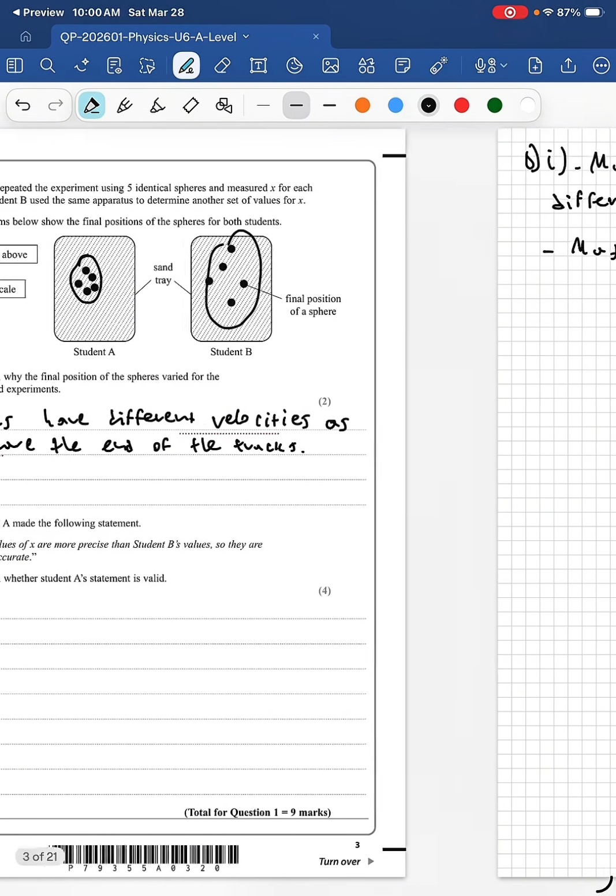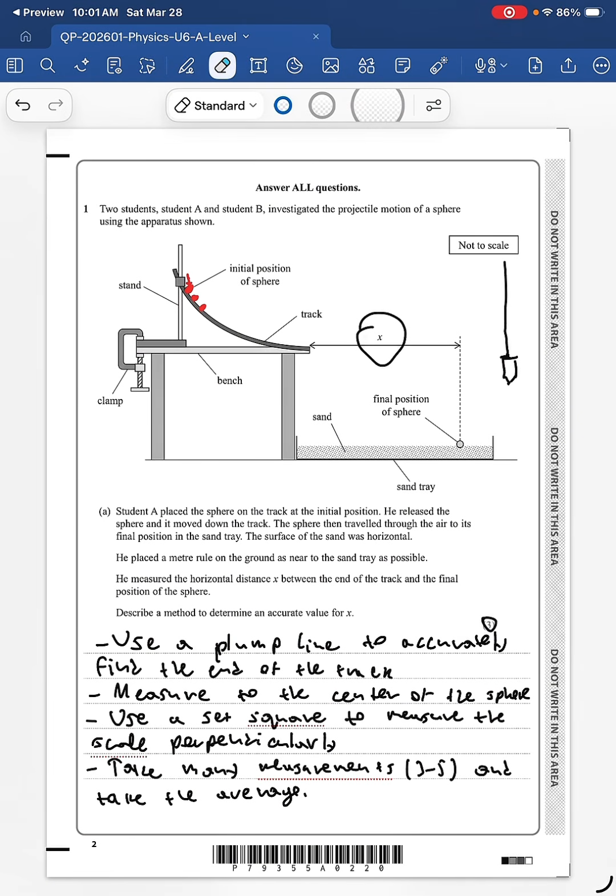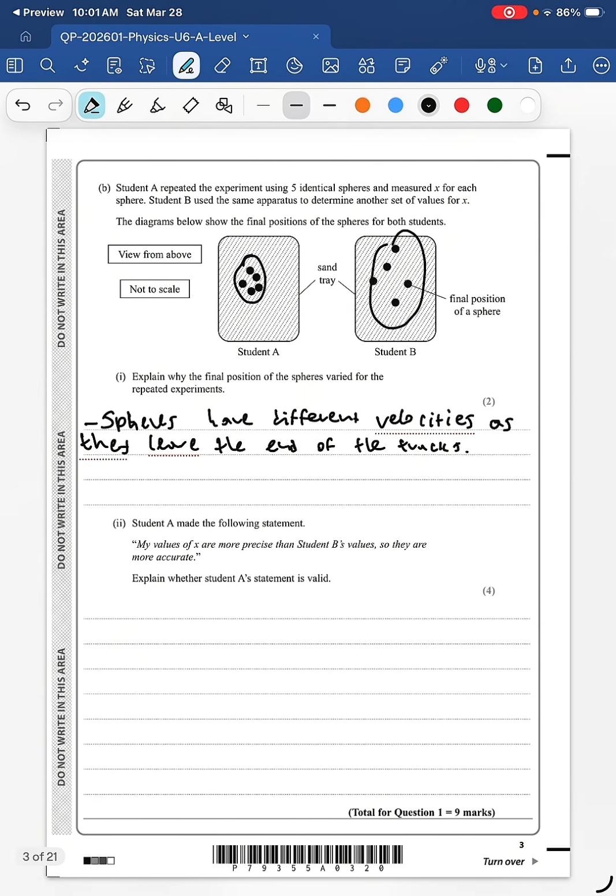So what I'm trying to say is that let me go to the apparatus. So let's say that this is the sphere. So maybe a student, instead of placing the sphere at the top of the stand, maybe he or she put it there, or maybe they accidentally pushed the sphere as it was going down. So the velocity when it reached the bottom of the track was different. So that's the idea of what could possibly have happened.